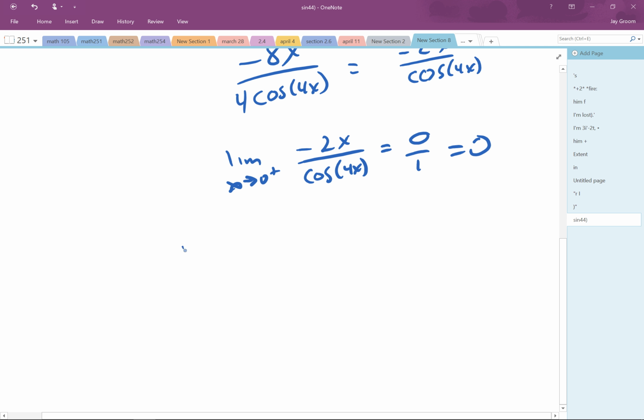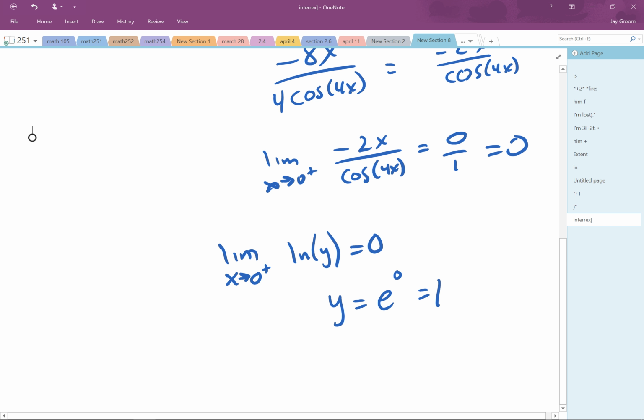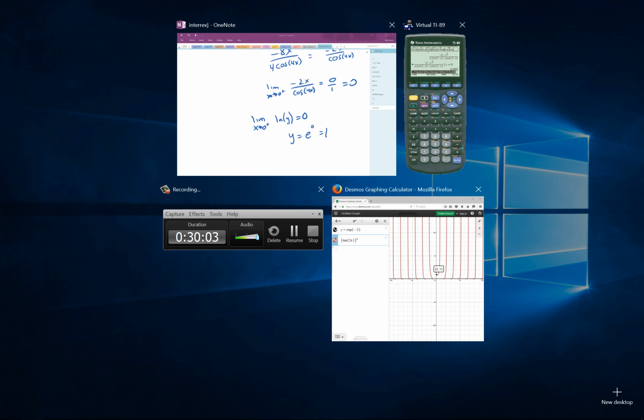Hold your horses. You said, but Jay, you said it was 1. Well, I did. Hang on now. So the limit as x approaches 0 from the right of the ln of y is equal to 0. Oh, weird. That means that y is equal to e to the 0 power, yes? Which is, in fact, 1. So the graph can be very helpful in these cases because it's very easy, like I just did here, to make a stupid little mistake. Very easy to do. So I highly recommend you have your calculator in front of you to be able to graph them and check them. I like Desmos, but you do what you want to do.